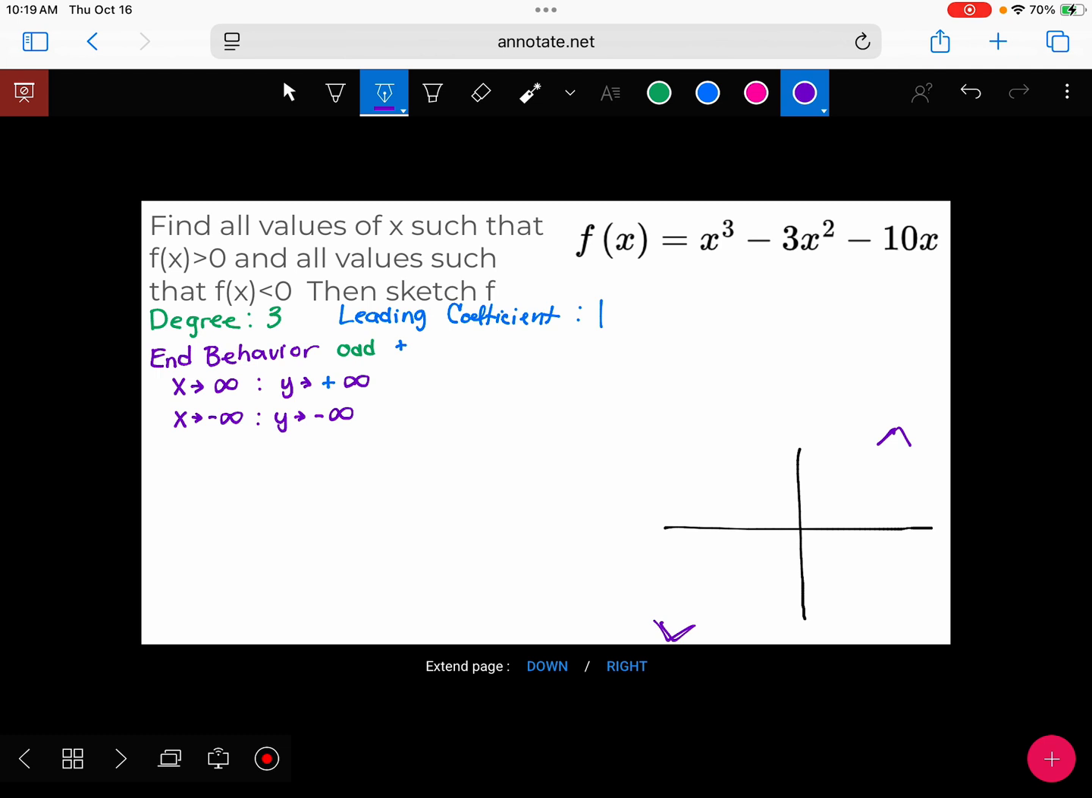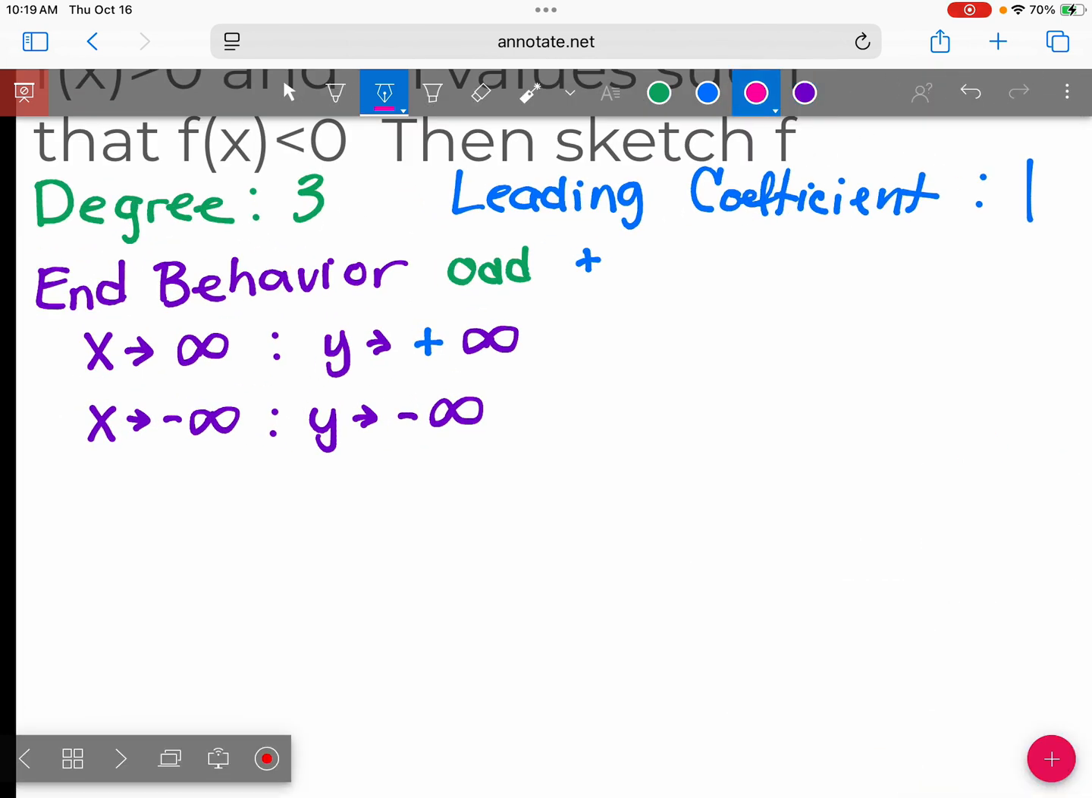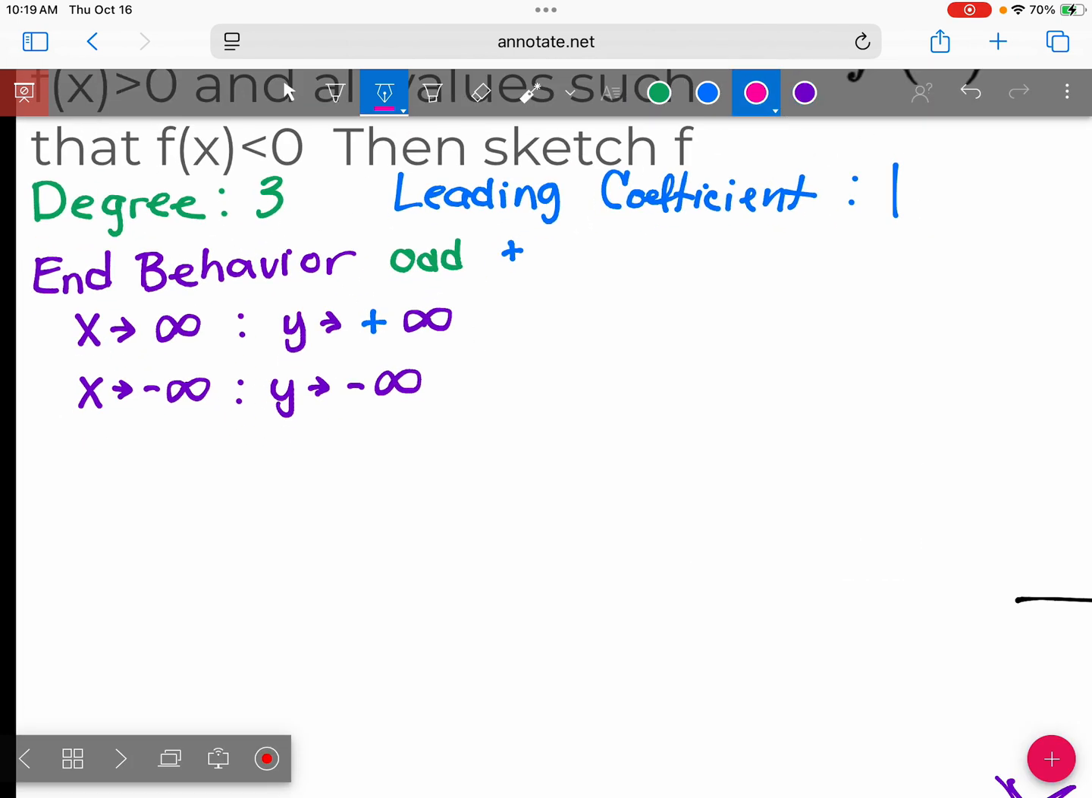What else do we need to know in order to make a half-decent sketch? Yep, we'll need to know when it's greater than 0, when it's less than 0, so we know when it's above or below. What might help us find that out? Roots. I'd really like to know where it's crossing this line. I want to know when it is 0. How can I find roots from something like this?